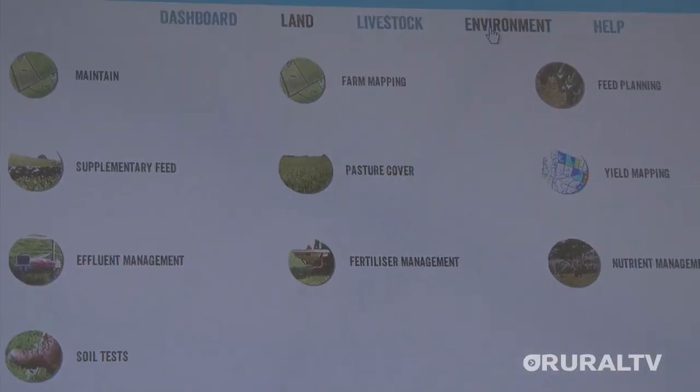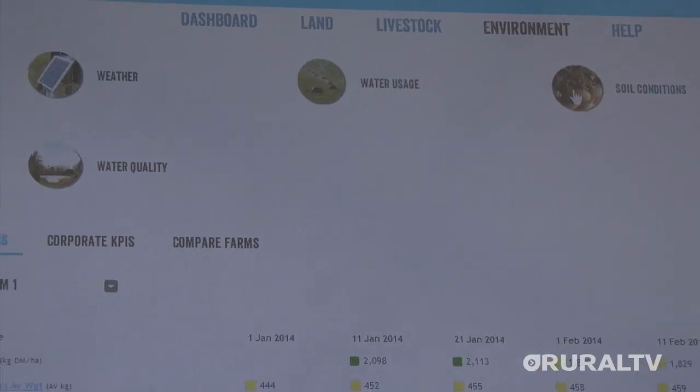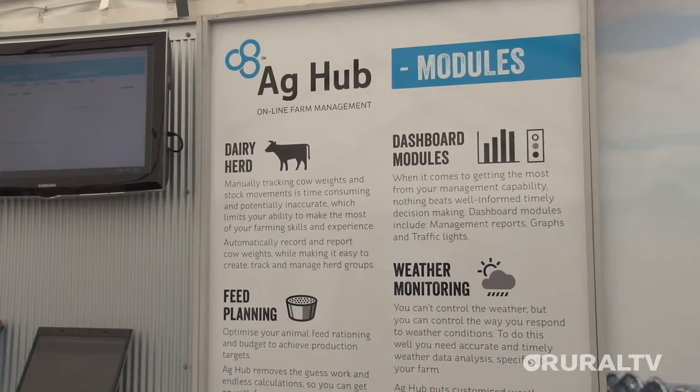So they punch in their own data? No, this is the key thing. This is the huge value of AgHub. As I would say, about 95% of the data is automatically connected from sensors.